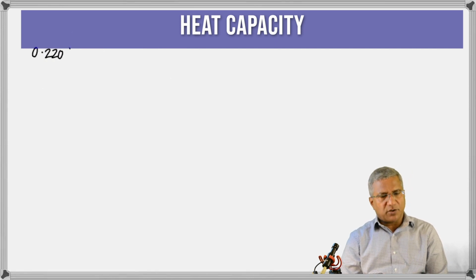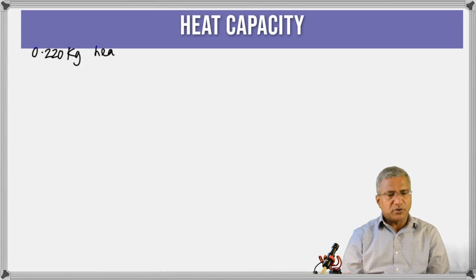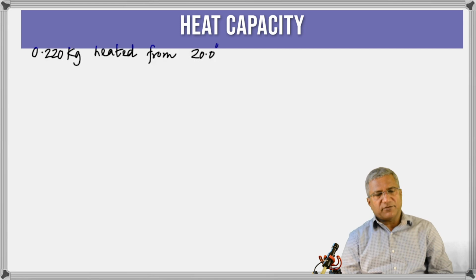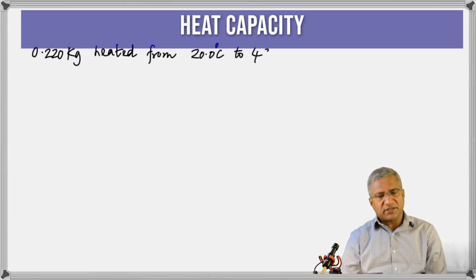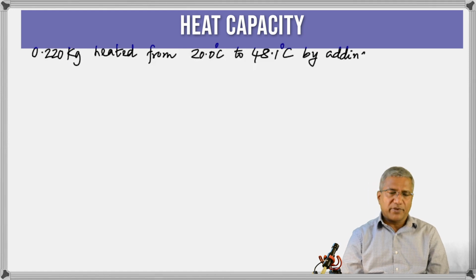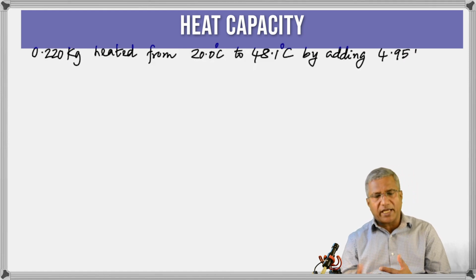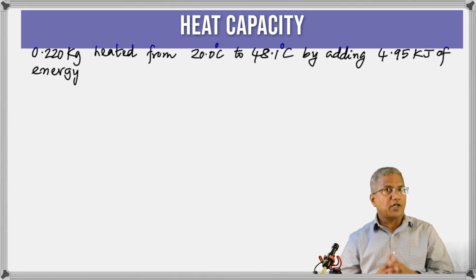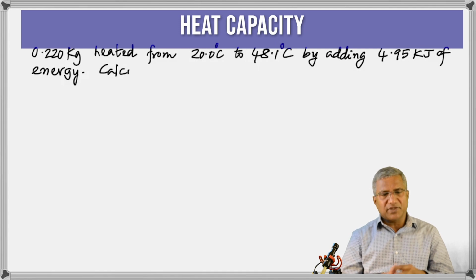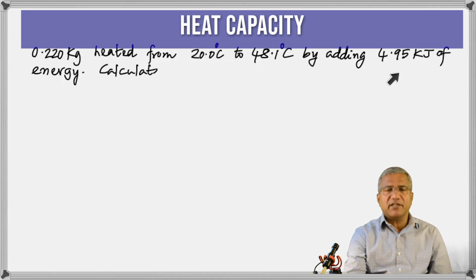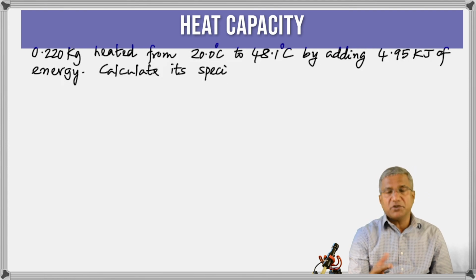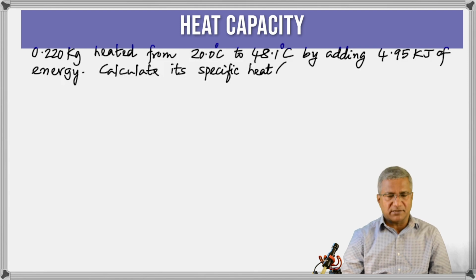All right, so here is a question. You have 0.220 kilogram of something, I don't know what, heated from 20 degrees Celsius to 48.1 degrees Celsius. Okay, and so you're heating it and you're adding 4.95 kilojoules. Oh, be careful. Kilo is 1,000, so be careful. So that's Q. You've been given 4.95 kilojoules, that's Q. And then you have this mass. You have to calculate the specific heat capacity, okay?